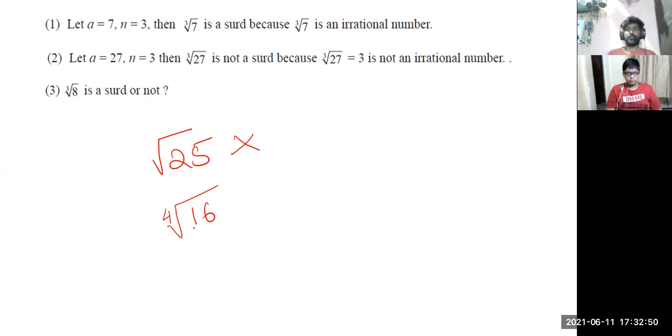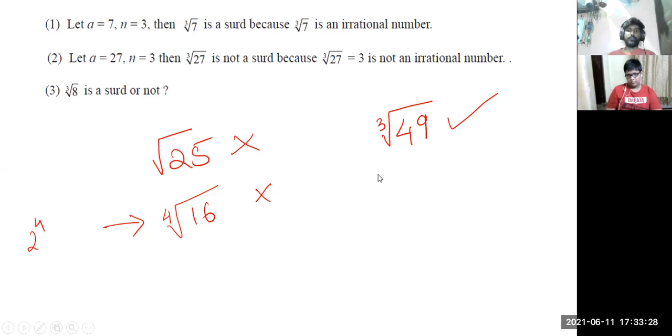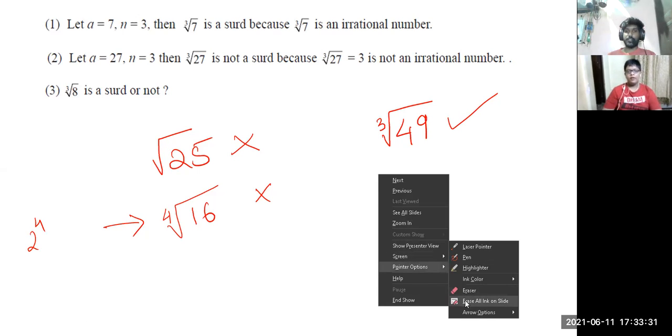Fourth root of 16. Not a surd, sir. Why is it not a surd? Because the answer is 2. 2 raised to 4 will give you 16. So it is not a surd. Okay, good. What about this? It's a surd, sir. Okay, good. So now we can move on to our sums.